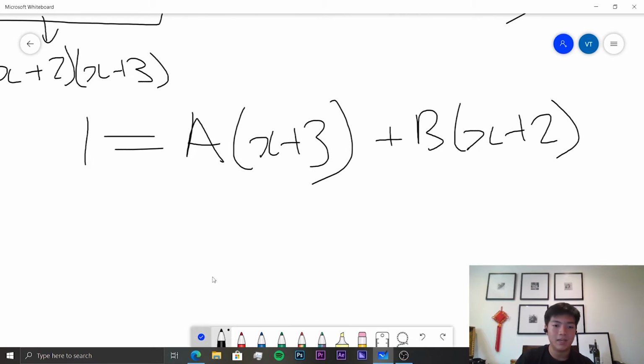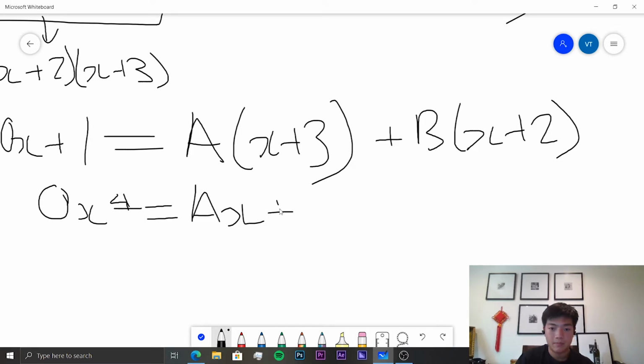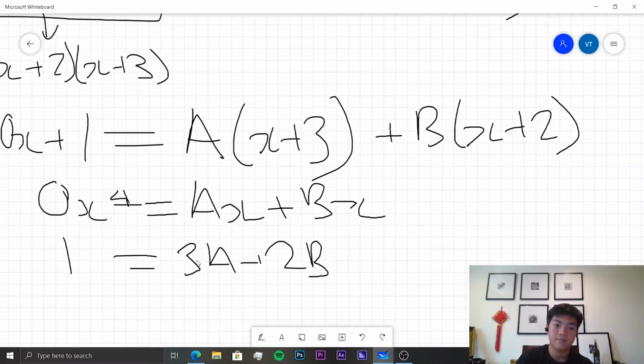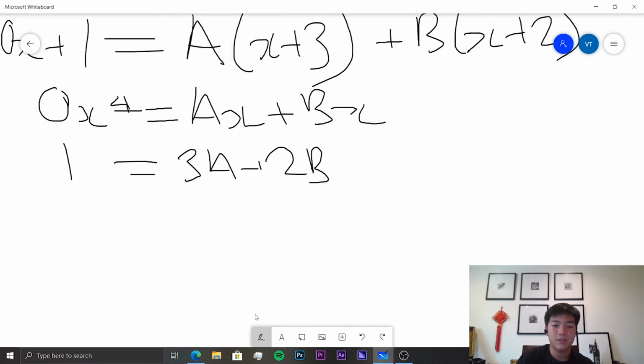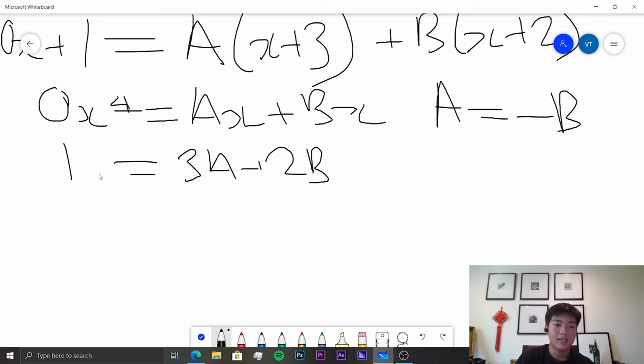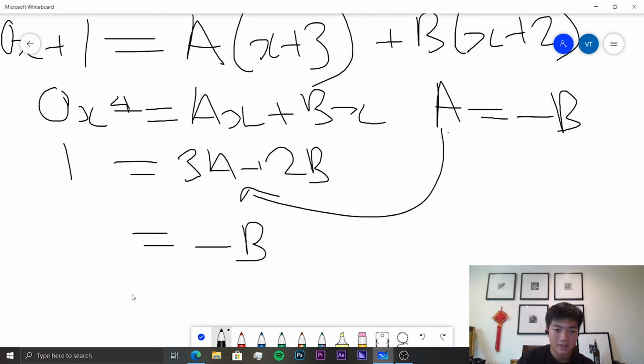Okay, and so now we have to equate the coefficients of x. So on the right side, this is really equal to 0x plus 1, and so we have 0x is equal to ax plus bx, and 1 is equal to 3a plus 2b, right? So since we know 0 is equal to a plus b, we know that a must equal minus b. And so since 1 is equal to 3a plus 2b, substituting minus b into here, we know 1 is equal to negative b. So b is equal to negative 1, and a is equal to 1.